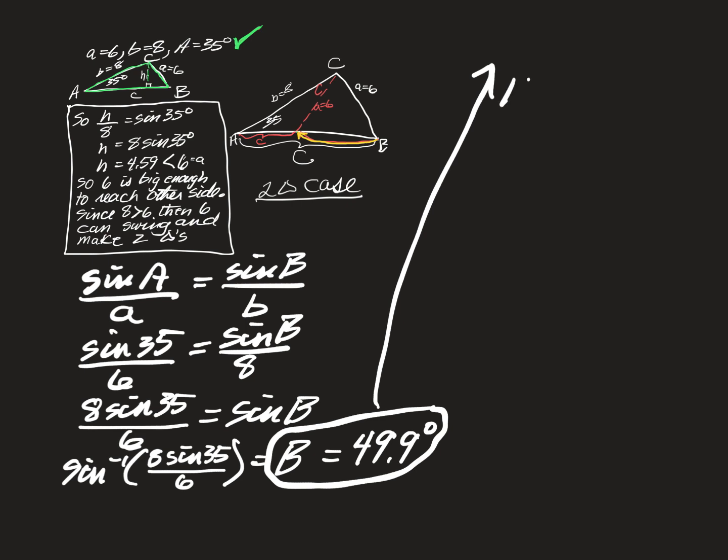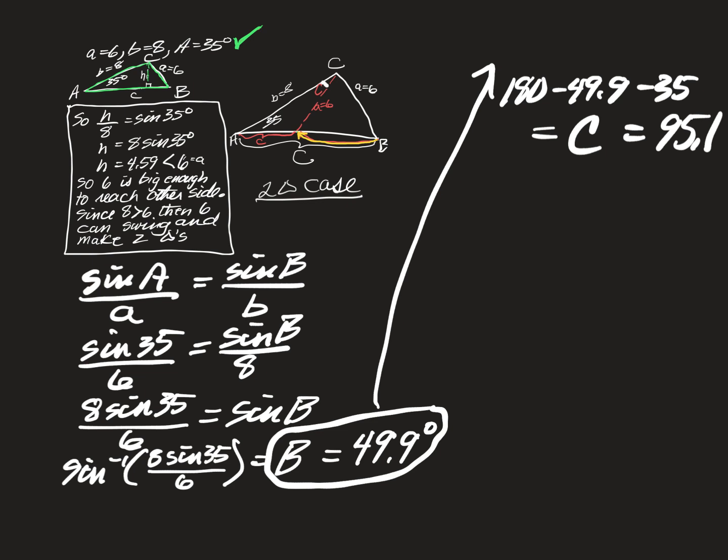We then do 180 minus 49.9 minus 35, and that will equal angle C. All right, so 180 minus 49.9 minus 35 equals 95.1. All right, so that's angle C. That's the big angle C in the diagram. I just marked it in the diagram. It's the big angle C.